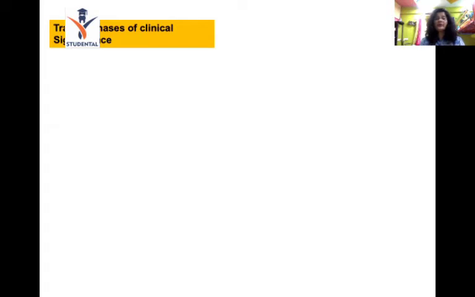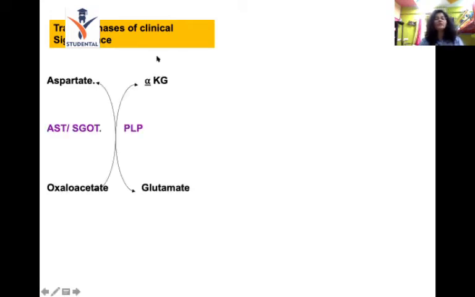Let's see now examples of transaminases. Let's study two transaminases which are more often used in clinical practice, and in your theory it will help also. You can see this is the AST. AST is aspartate transaminase. Previously it was known as SGOT, that is serum glutamate oxaloacetate transaminase. AST is the new name and it is derived from the donor amino acid.